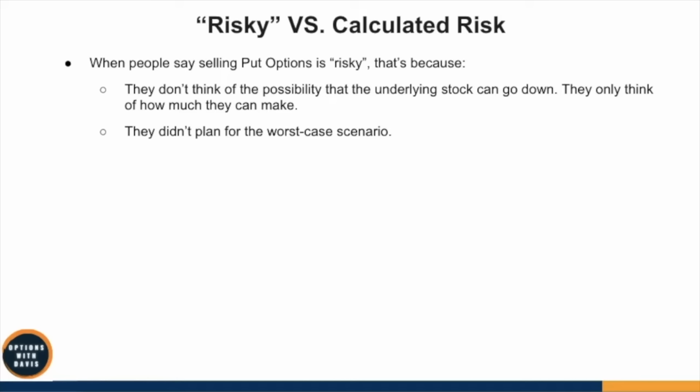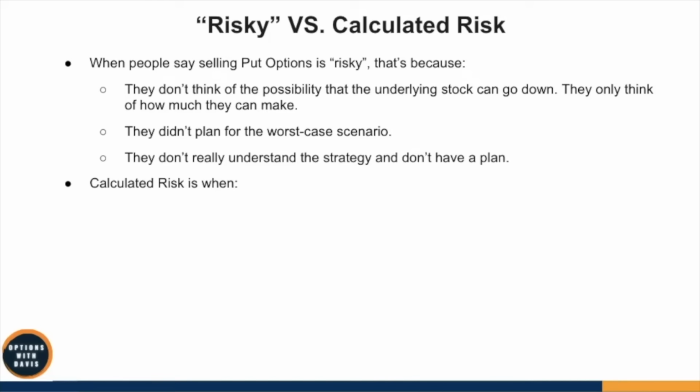If my friend had planned for the worst case scenario, he would know that there is a possibility that if his options get exercised, he would not be able to fulfill the obligation. So he would need to reduce his size. So they don't really understand the strategy, and they definitely didn't have a plan.